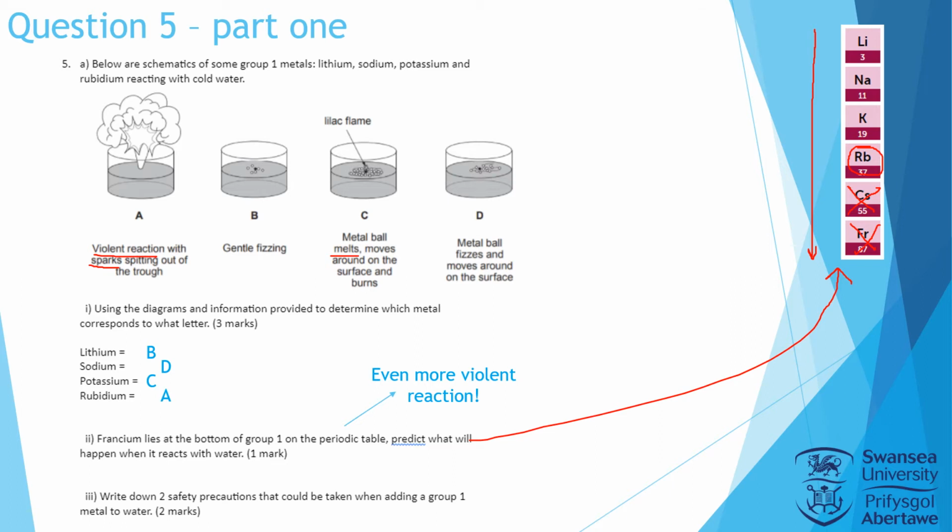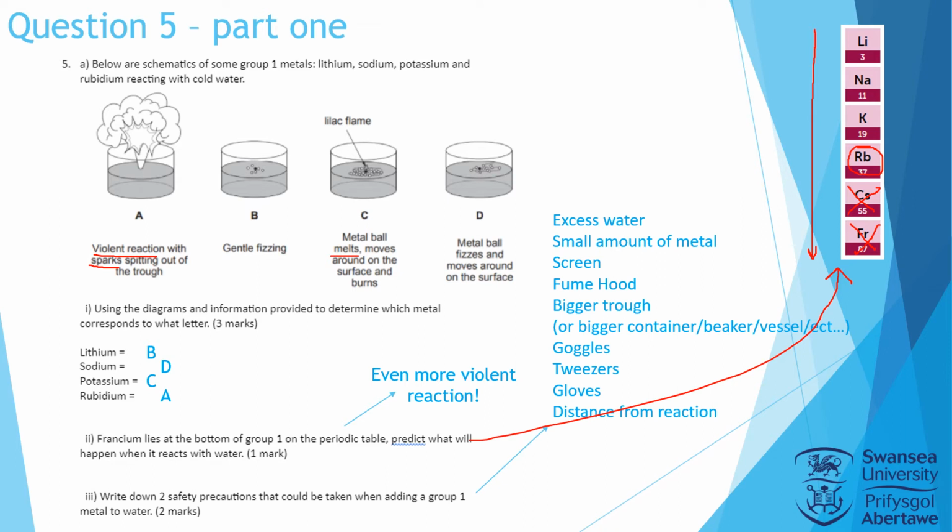But with reactions like this, you might want to take some safety precautions. There are many different precautions here. You could use excess water, because obviously if you've got more water, the metal ball fizzing around is going to be less violent. A smaller amount of metal, same thing. A screen, fume hood to protect you, goggles, gloves, etc.